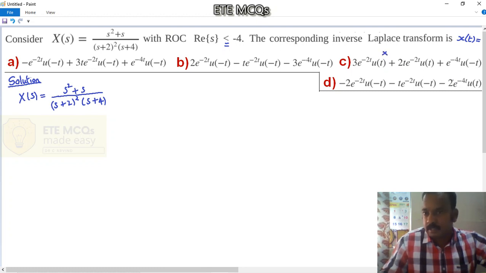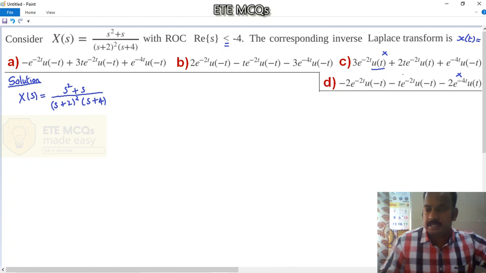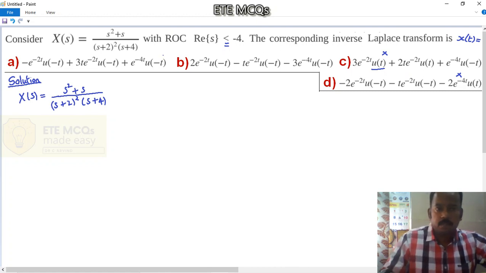Likewise, in D, you have a right-sided sequence. So in C, you have a right-sided sequence, and in D, you have a right-sided sequence. The first term in C is a right-sided sequence, u of t, and the third term in option D is again a right-sided sequence. Again, this is also incorrect. So C and D cannot be your solution. It should be either A or B.